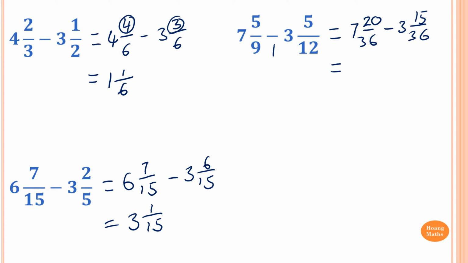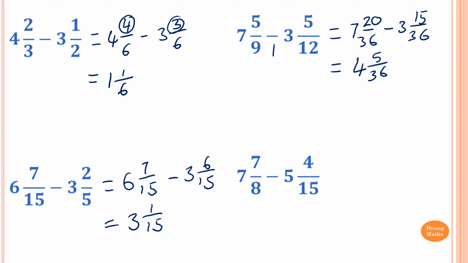Now I just follow the normal process. 7 minus 3 is 4. 20 minus 15 is 5. So 5 over 36. So the answer is 4 and 5/36.